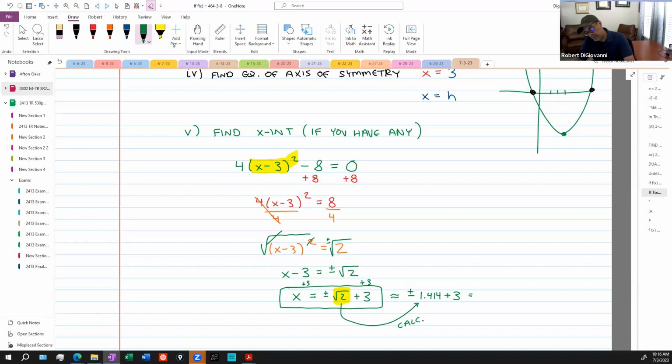And now remember, this is two different scenarios you have to look at here. You have the positive and the negative. So I'm going to do 1.414 plus 3, then I'm going to do 1.414 minus 3. The first one is 4.414. And the second one's going to be a little bit harder. Let me see here. 1.414 minus 3. Yeah, negative 1.586. Those are my two x-intercepts.